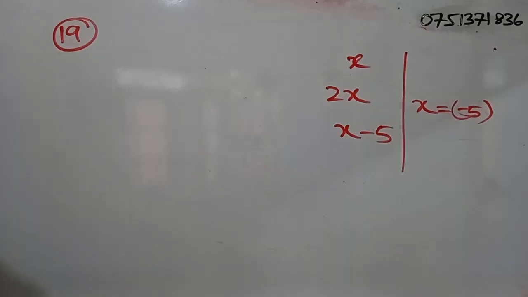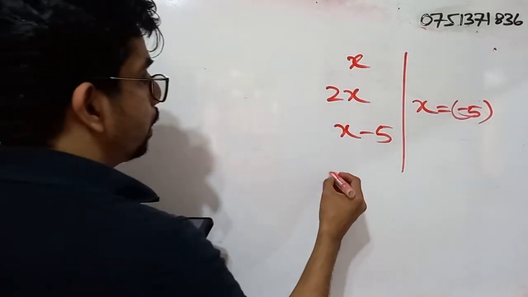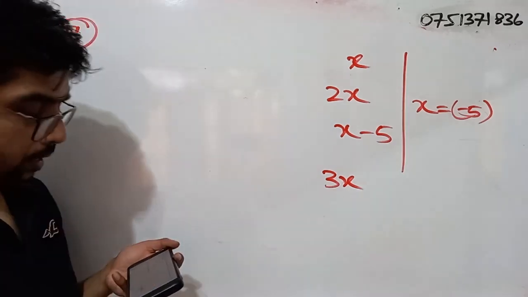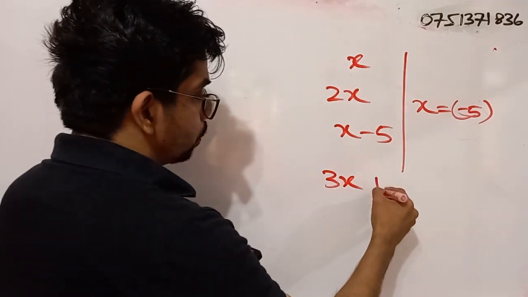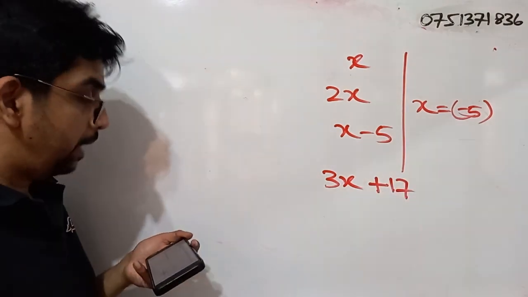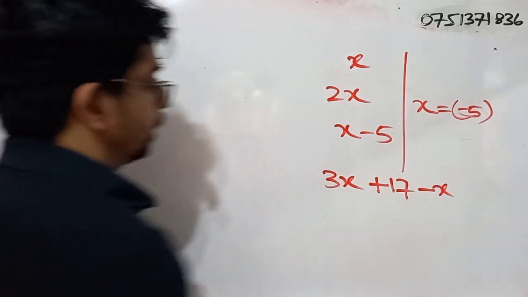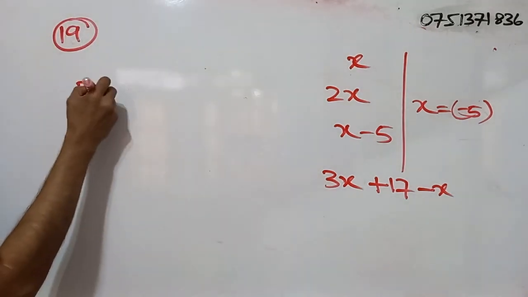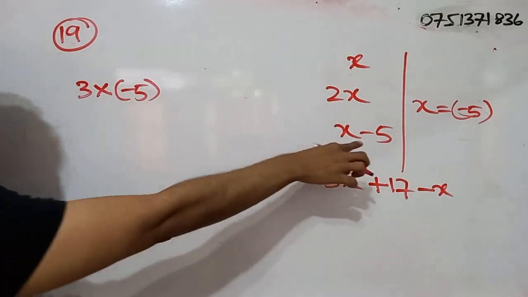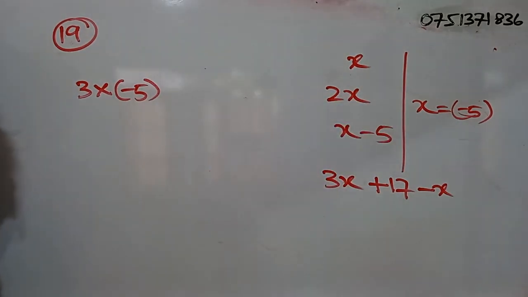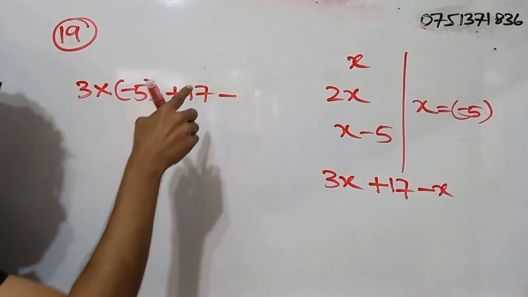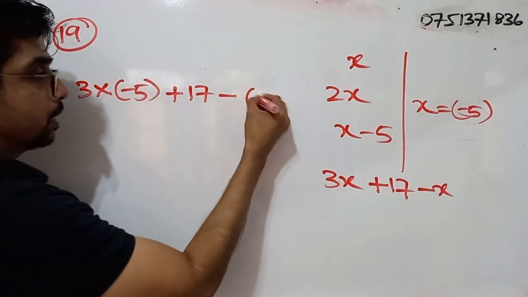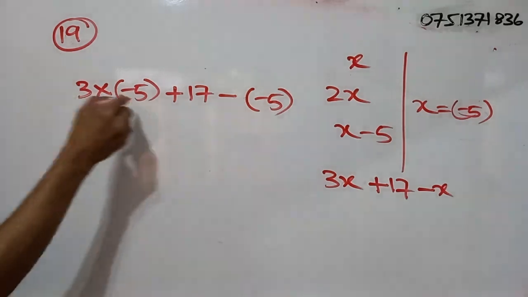What is 3 times that number plus 17 minus that number? 3 times that number means what? 3x. Right? 3 times that number plus 17. So we have to add 17 minus that number. That means minus x. Right? So 3 into x. Be careful, x means what? Negative 5. Plus 17 minus, now here you have to be extra careful, minus negative 5, right?